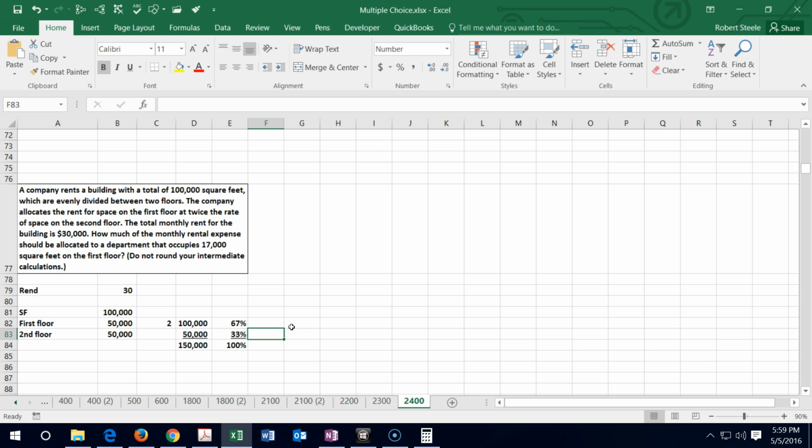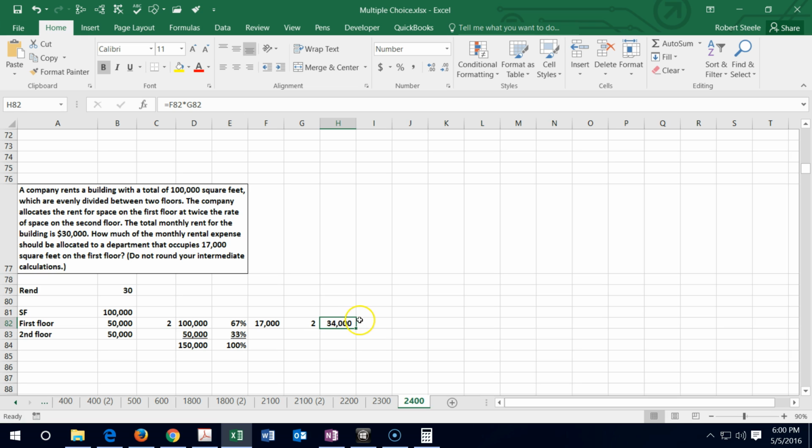Now we're allocating to just one department on that floor, which happens to have 17,000 on the first floor. So of the square footage, we have the 17,000. And remember, it counts for twice as much. So we're going to say every square foot is accounting for twice as much the way we are weighting it. So we're going to say this equals the 17 times 2. It's equal to 34,000 of that amount.